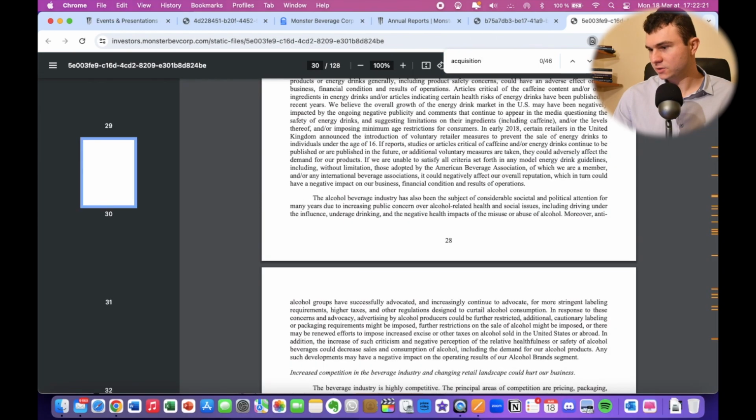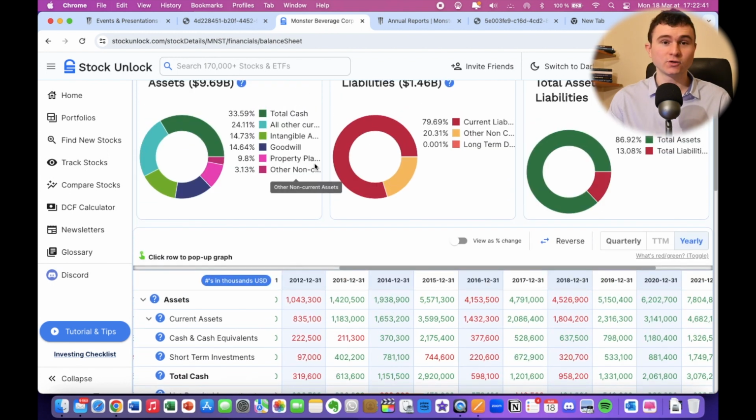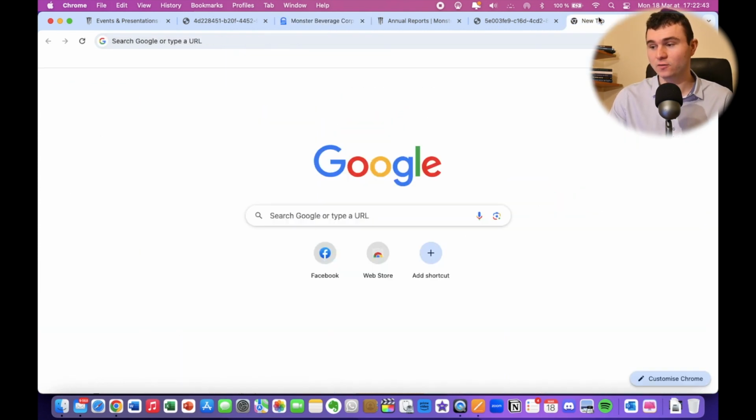So let me just close these tabs. And we were still looking for some competitive advantages of Monster Beverage. We've seen a high return on invested capital, 30%, and stable over time. Over 20 years, it has been 30% on average, and a high gross margin at 50%, if I'm correct.